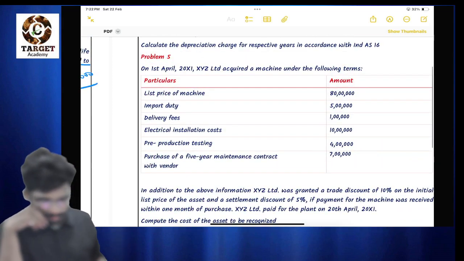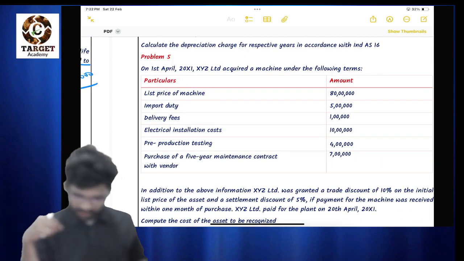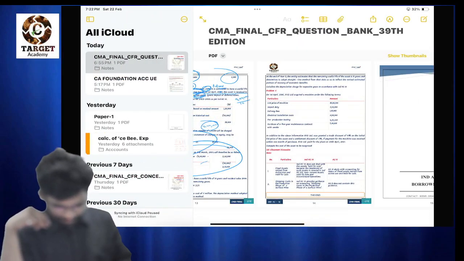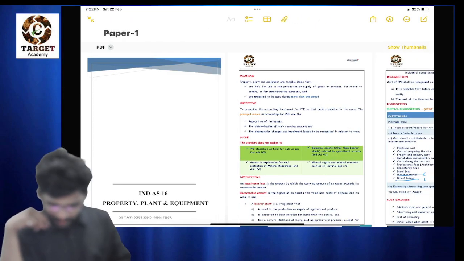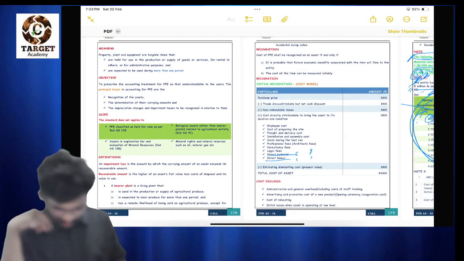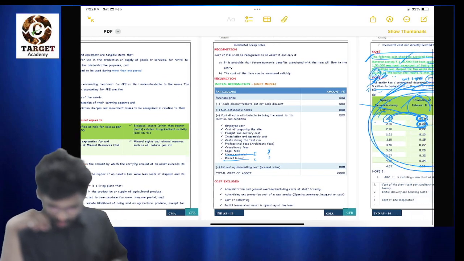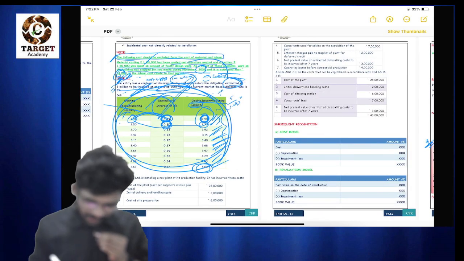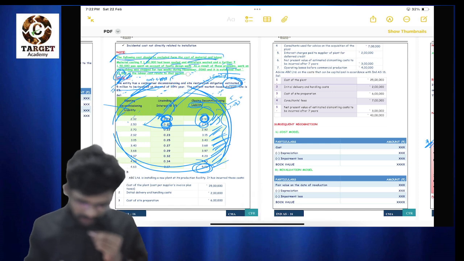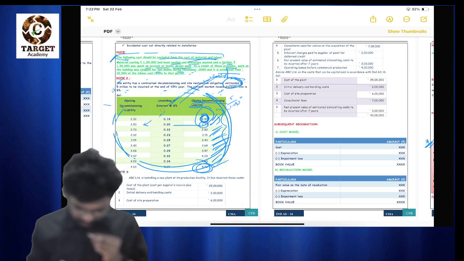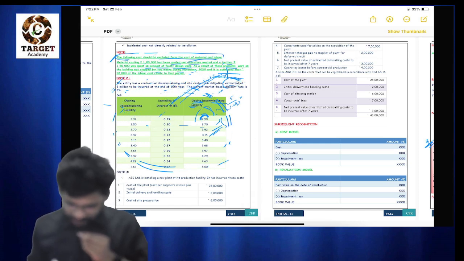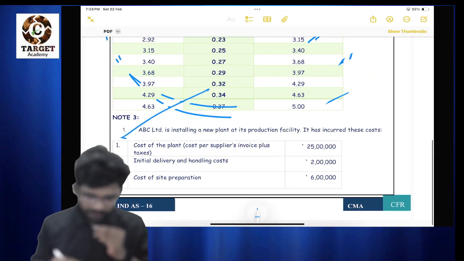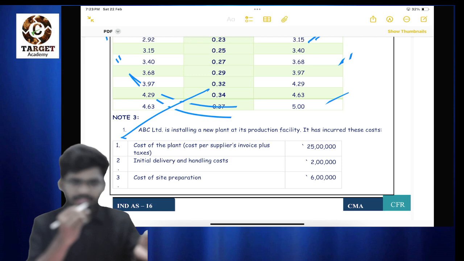Coming to problem number 5. Before going to that, this is the updated book. I like this book because it has many new points, which we already did, right? Okay. So please tell me this basic question. Which needs to be added? Which needs to be ignored?